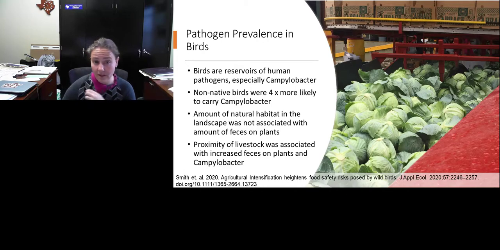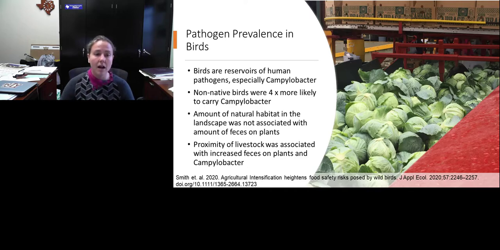On 50 farms in California. And what they found is that birds are reservoirs of human pathogens, especially Campylobacter, with several times more prevalence of Campylobacter. And non-native birds were 4 times more likely to carry Campylobacter than our native species. So think native species like bluebirds compared to invasive or non-native species like starlings.